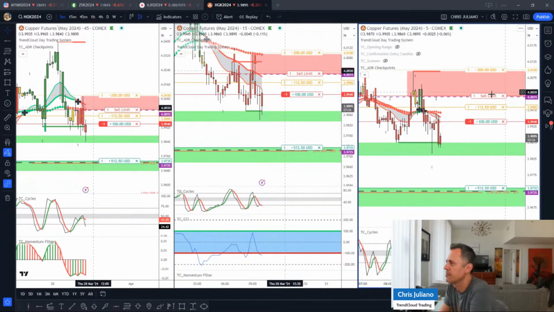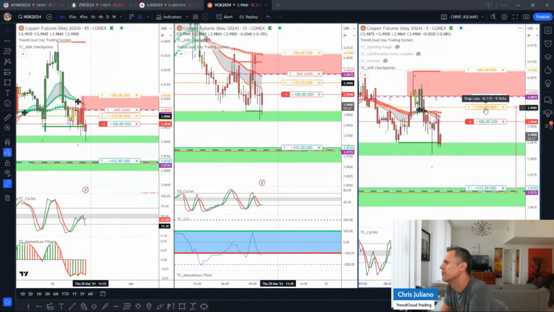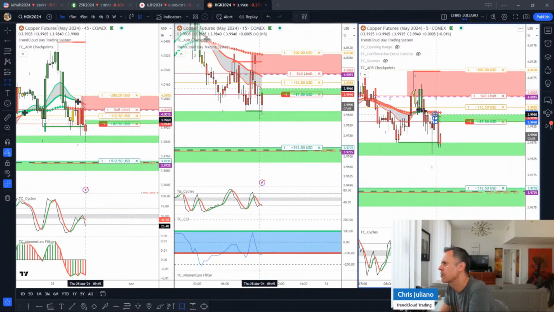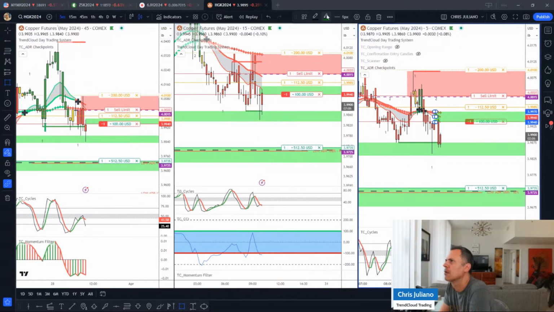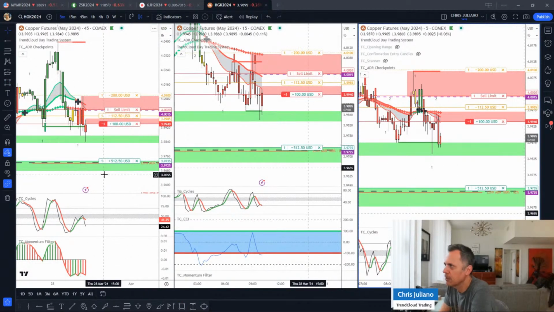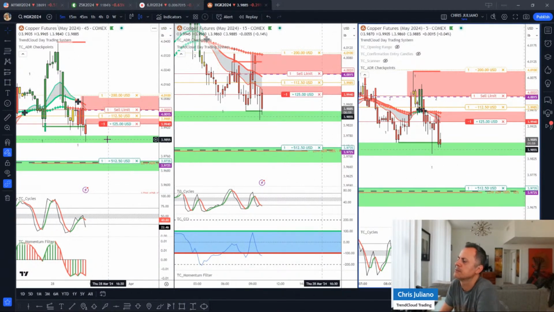We're above all of this structure here. It could very well pull back into this, right? See how TrendCloud is showing us? Nothing is exact, right? But it's showing us what it could pull back into.